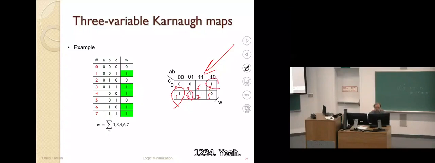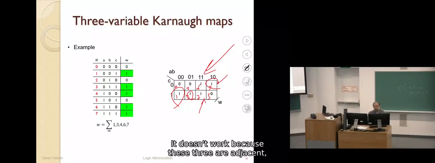4 here. Oh, they are not adjacent. So they are not in one implicant. No, just 1, 3, okay. So 1, 3 is an implicant. 4 is not adjacent to this term, so we cannot use it. And what about 7? Justin, what about 7, your point?